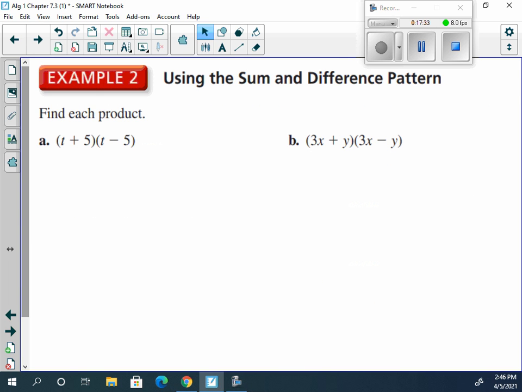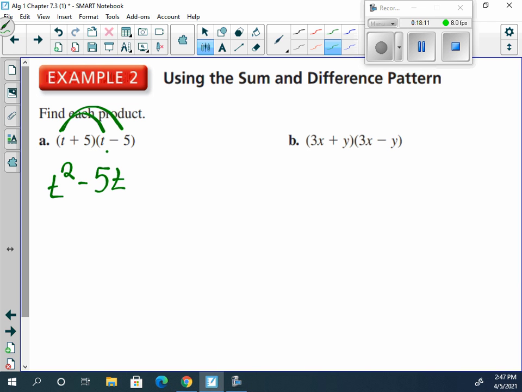Let's go on and look at this. So let's look at t plus 5 times t minus 5. So t times t is t squared. t times negative 5. Questions? Any questions on this so far? Because t times negative 5 would give us negative 5t.